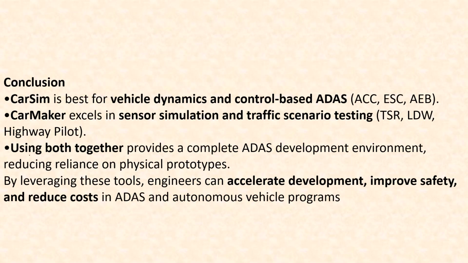So, in conclusion, CarSim is best for vehicle dynamics and CarMaker is best for sensor simulation. I gave some examples: adaptive cruise control, electronic stability, automatic emergency braking, where vehicle dynamics plays a very important role. There CarSim is better off, and CarMaker is better off when it comes to traffic sign recognition, lane departure warning, highway pilot. But as I said in the previous video, many OEMs are using both together. With the help of these tools, engineers can accelerate development, improve safety, and reduce costs in ADAS and autonomous vehicle programs.